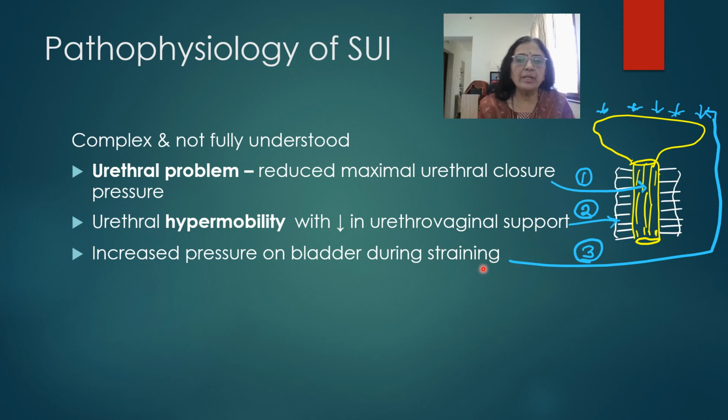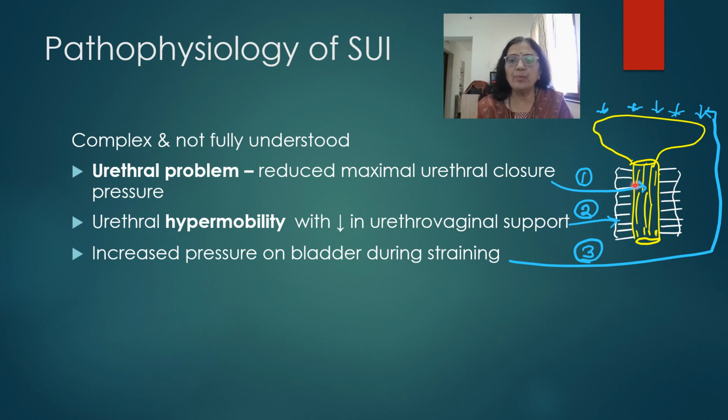And third is whatever increases the intra-abdominal pressure. Increased intra-abdominal pressure on the bladder during straining, such as when the patient has chronic cough or severe constipation, or obesity, all these will increase the intra-abdominal pressure, and that will put more pressure on the bladder during straining. So a combination of these three usually is the main three factors in the pathophysiology of SUI.